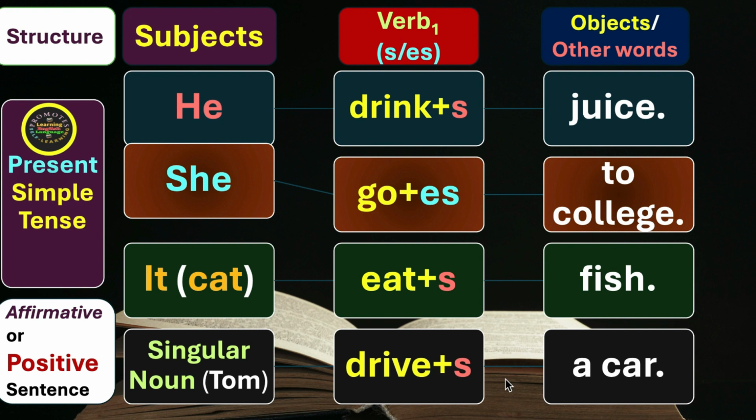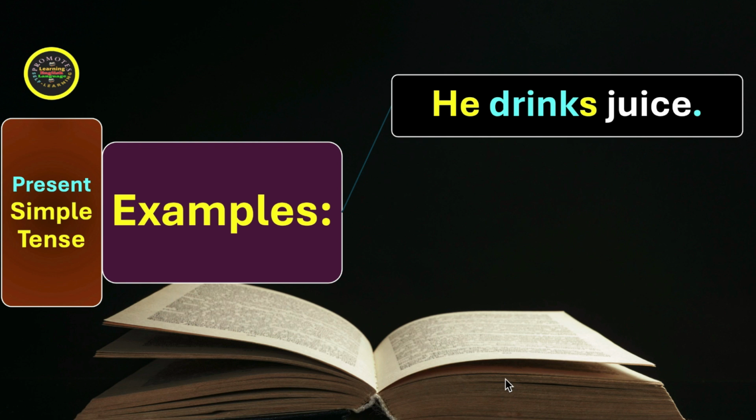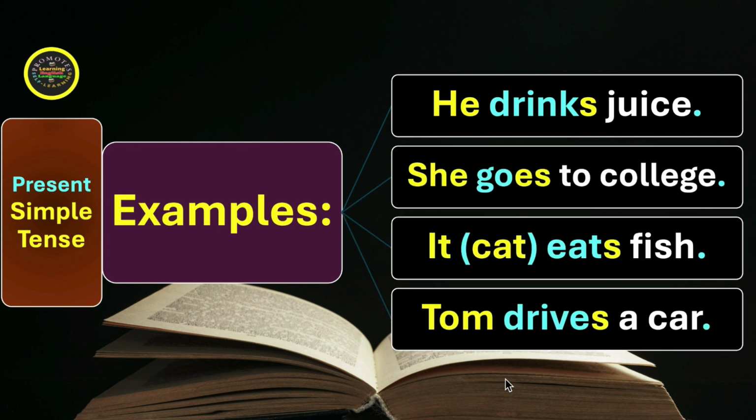So in the present simple tense, in the affirmative form, the first rule says if your subject is he, she, it, or a singular noun, we add s or es at the end of the verb in the first form, and then we have the object. Now let's see the examples. He drinks juice, she goes to college, it for cat, eats fish, Tom drives a car.